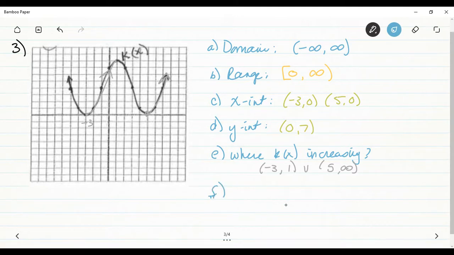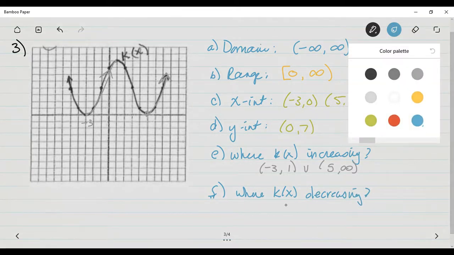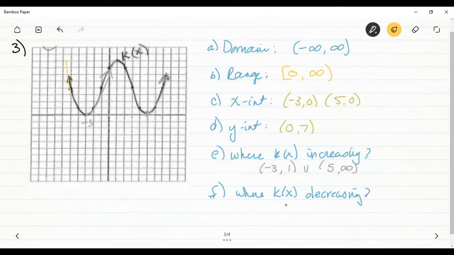Our next question is asking us where k of x is decreasing. So we're looking to see, if we were to trace over this picture, where are we going down? We're going down on the left, starting at the left, and then we'll go down again in this middle piece here. So there's two intervals where we are decreasing. First, from -infinity to -3, and then again from 1 to 5. These are two different decreasing intervals and two different increasing intervals.